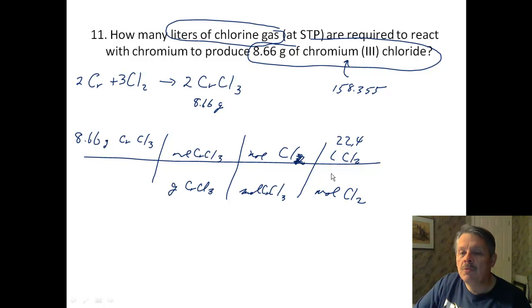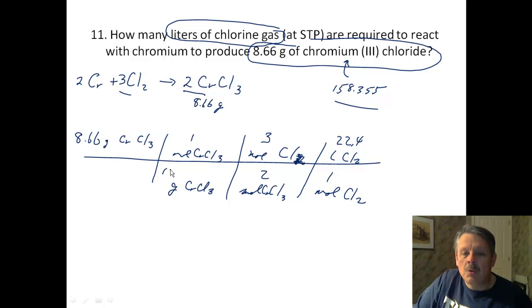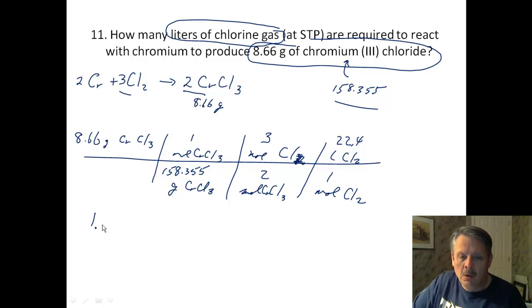There are 22.4 liters in 1 mole. And my ratio between chromium chloride, which is 2, and chlorine gas, which is 3, goes right there. And every mole of chromium 3 chloride, how much does it weigh? Well, we looked it up, and that weighs 158.355 grams per mole. Okay, so I do the math. I take the 8.66, divide by 158.355, multiply by 3, divide by 2, multiply by 22.4. I get 1.84 liters of Cl2 gas. And that is my final answer.